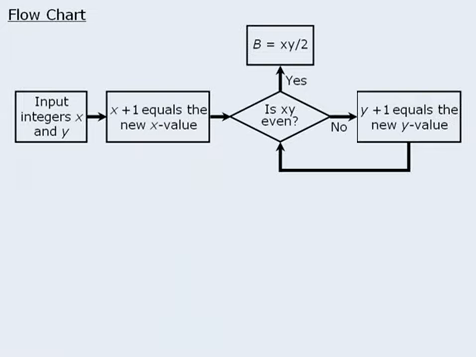Here's another example of a flowchart that's more mathematical. This flowchart is essentially a step-by-step recipe that lets us input values of x and y, and after a series of steps, it outputs a value of b. So, for example, a question might give you a value of x and y and ask you to follow the given steps to find the corresponding value of b.